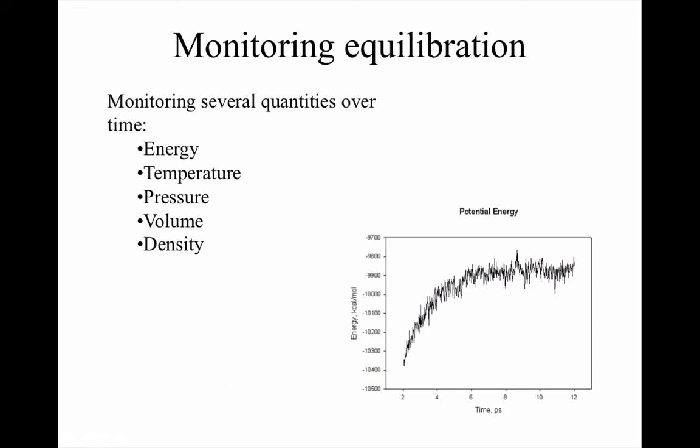So when we are to look at the production phase, in this case the production phase should begin, let's say, after 8 picoseconds. You can also look at the temperature, the pressure, the volume and the density, and they should all show similar curves, that is, a flattening of these quantities at the time where we have actually reached the equilibrium.